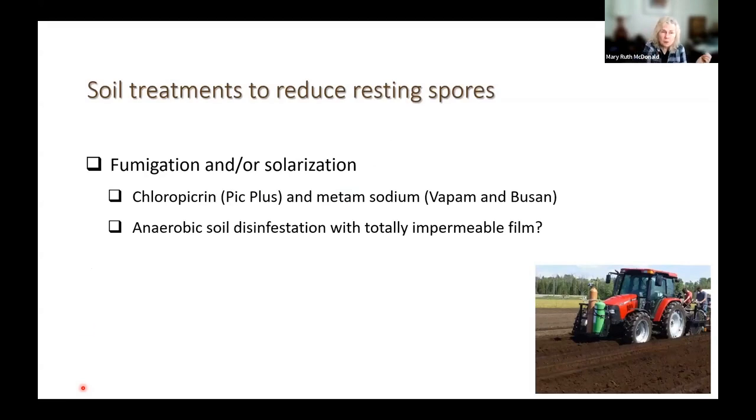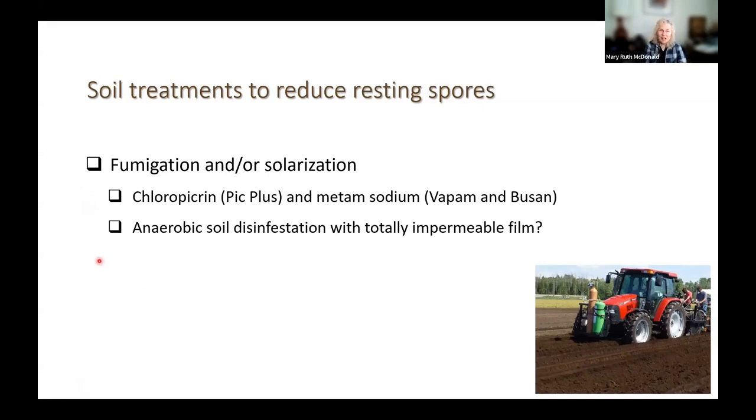So if you do have a real problem in your seed bed where you want to plant transplants, or if you've got a patch that's very severe and you're wondering if it's possible to get rid of the pathogen, fumigation might be an option. And we've looked at this again. This is on organic soil.